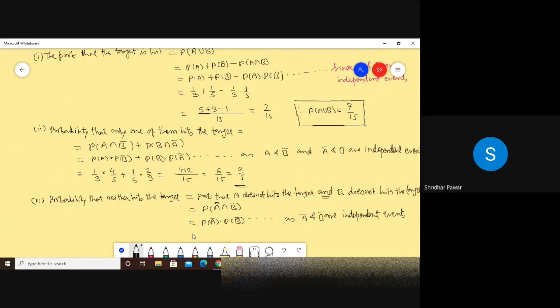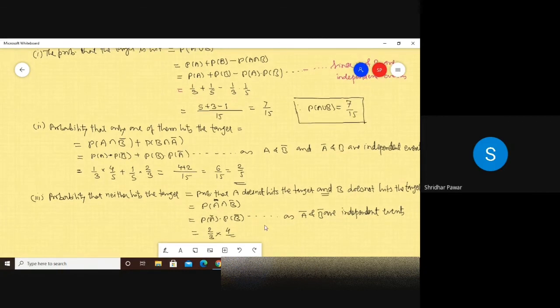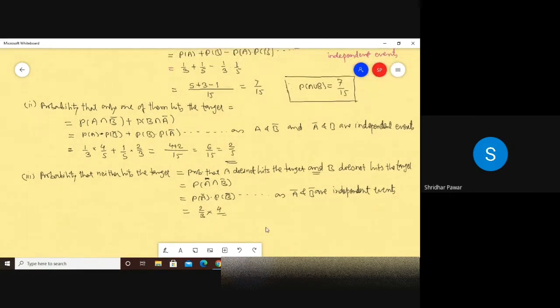Okay, so this is equal to, what is P of A bar, that is 2/3, and P of B bar is 4/5. So it is 2/3 into 4/5, and that is 8/15. So this is what the answer is.